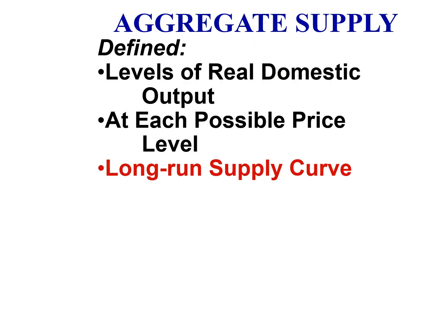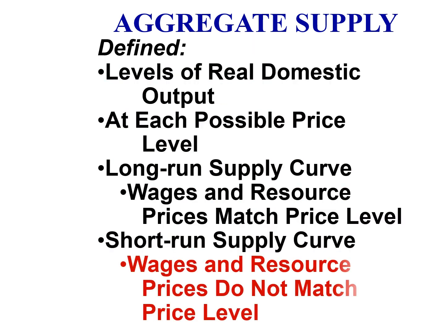On to aggregate supply. Aggregate supply is the amount of real output that all producers desire to make available for sale at the given price level. So up top, the basic explanation: the level of real output that all producers desire to make available for sale at the given price level.